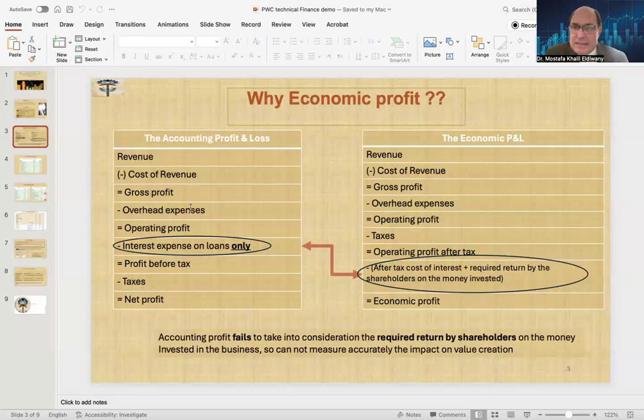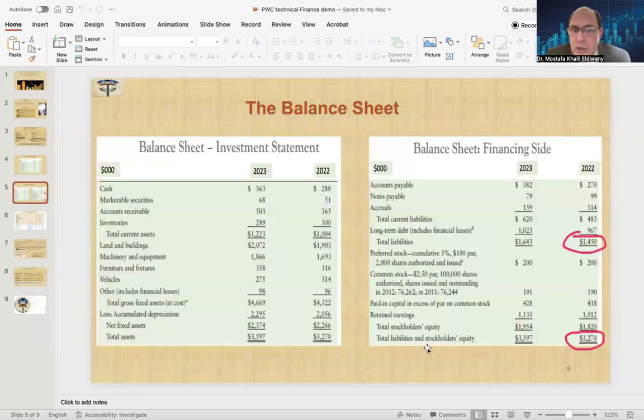the financial statements talk about finance cost. The financial statements mention only finance cost, which is the interest on the loans. They never mention the economic cost of the shareholders' money in the business because it is not done in a deal. You don't have a deal between the management of the business and the shareholders that you will pay them a certain dividend, fixed dividends every year. No, it is not obligatory at all. It depends on the conditions of the market.